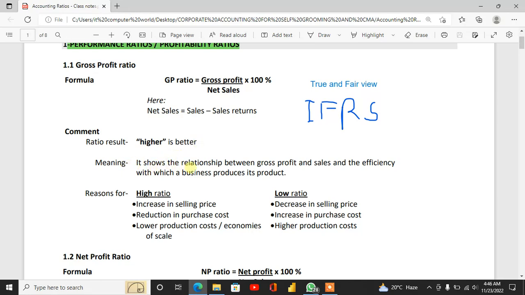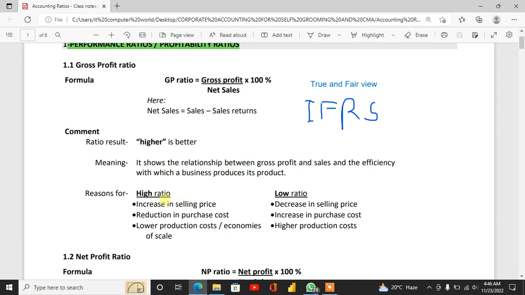It shows the relationship between gross profit and sales, and the efficiency with which a business produces its product. It will show you the efficiency of a business and its production. Now the reasons: if high, then what? If low, then what?